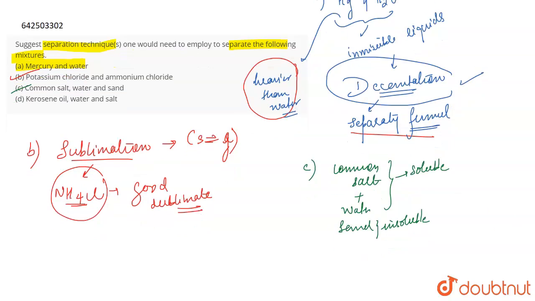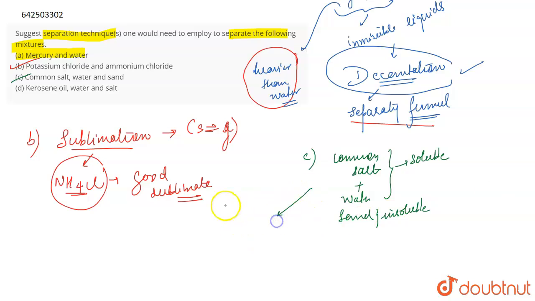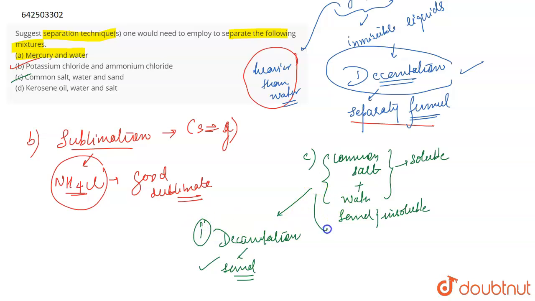Two processes will take place over here. The first process will be decantation or filtration to separate sand from the mixture of common salt and water. Because salt dissolves in water, they make a solution, and sand is insoluble, so it can be separated using decantation because sand, being heavier than the common salt and water mixture, is separated from the mixture. This is the first process that you will undergo.